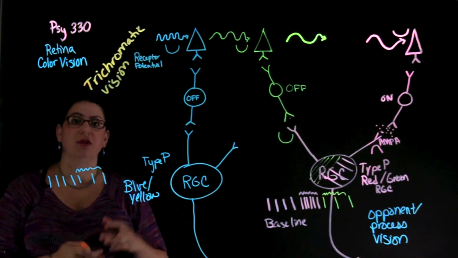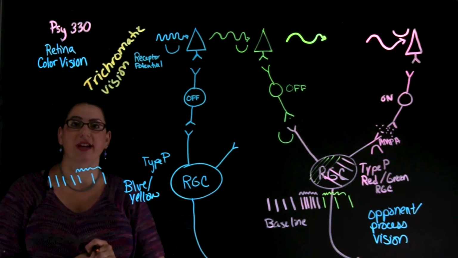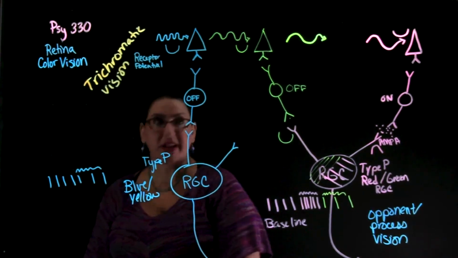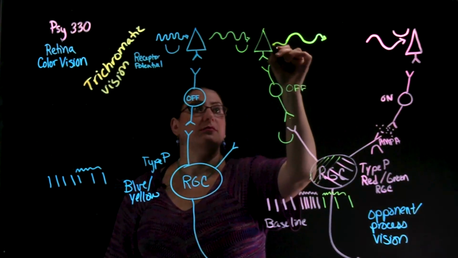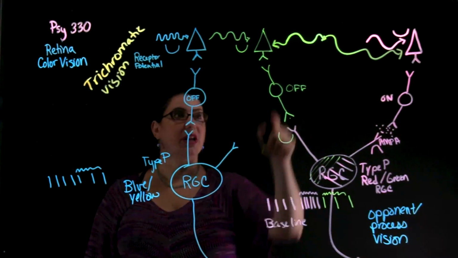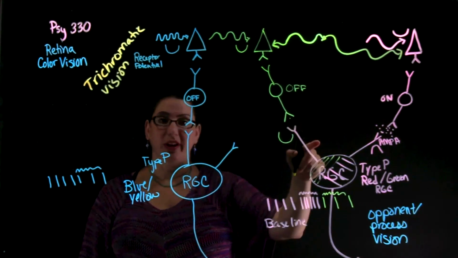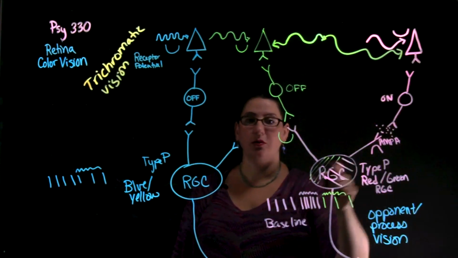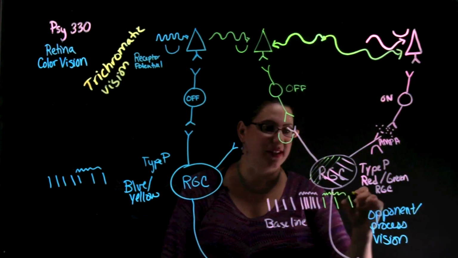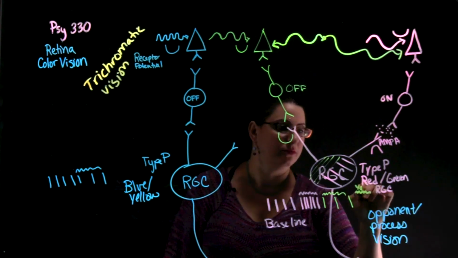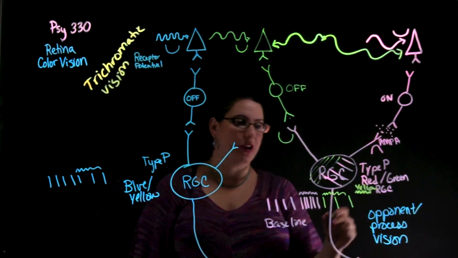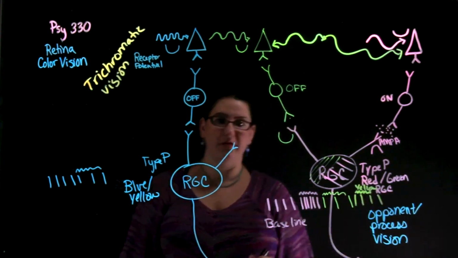Well, yellow light is sort of in between the wavelengths of green and red. So yellow light will actually stimulate both the green and the red cone. The green cone will inhibit, and the red cone will excite the red-green retinal ganglion cell. So when yellow light is present, the inhibition and the excitation cancel each other out, and we're back to the baseline firing rate.